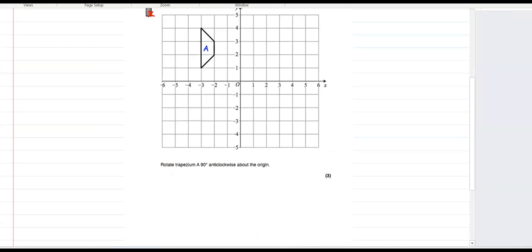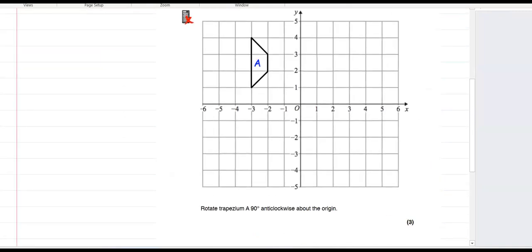Okay, now do one thing, please. Take your notebooks. It's the same, no problem. You have to rotate this trapezium anti-clockwise about the origin. Like this is your center. From this center, rotate this one.